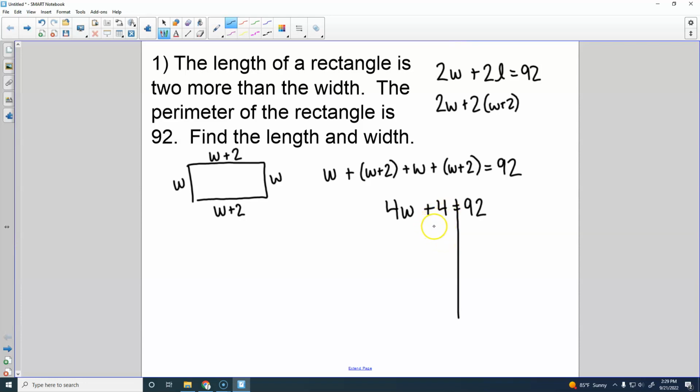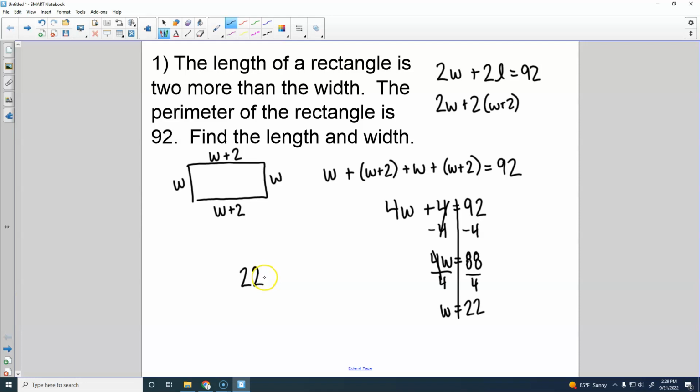Alright. So, we needed to solve this equation. Let's see, Riley, what did we do to solve this equation? Good. And then what would we do, Riley? Divide by 4. So in this case, we're going to get 22 for the width. So if the width is 22, so I have 22.